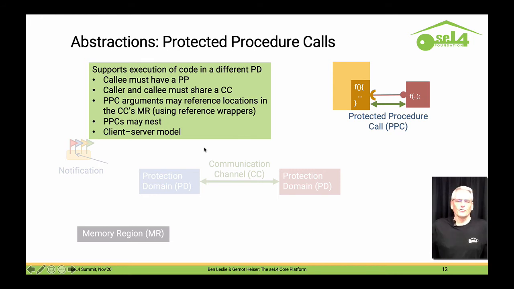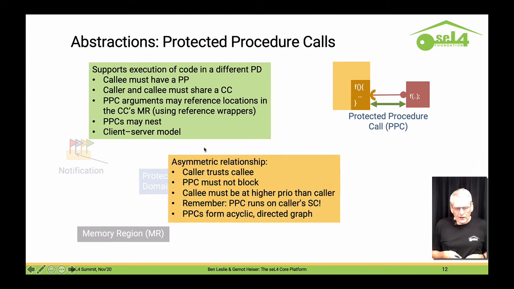This has all the flavors of a client-server model. In this case, protected procedure calls, unlike communication channels in general, are an asymmetric relationship. Asymmetric in at least two different ways, namely that the caller trusts the callee. So in that sense, the callee is at a higher trust level than the average caller. Servers need to be trusted to a degree. But also the callee must run at a higher priority than the caller.